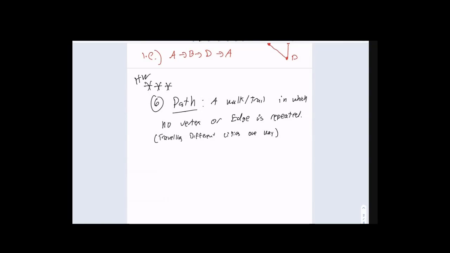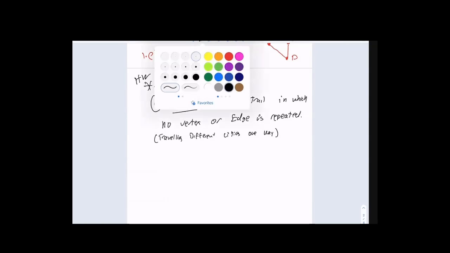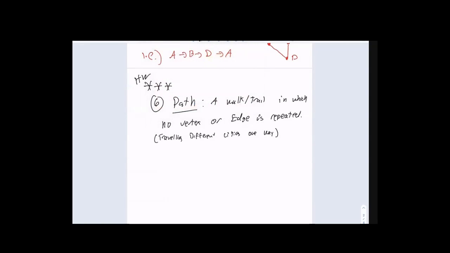Well, technically you don't have to end somewhere different. Technically a path can be closed. It would still be considered a path if you come back home. So whenever you do Google directions, basically what you're doing is a path. And that's why I'm going to focus on this one right here. So the above examples are not paths because we came back and we touched the same vertex. So A to B to D to A is not a path because we cannot repeat.